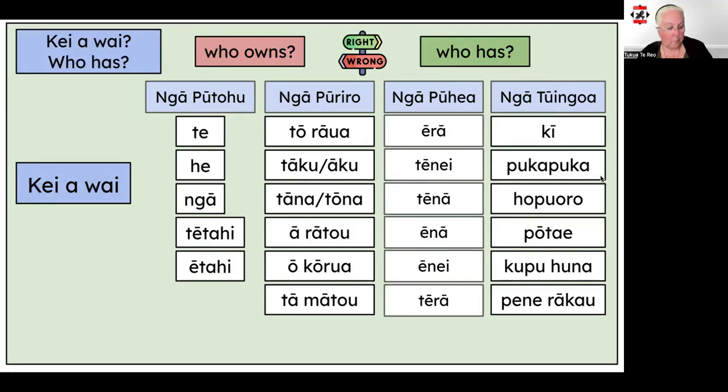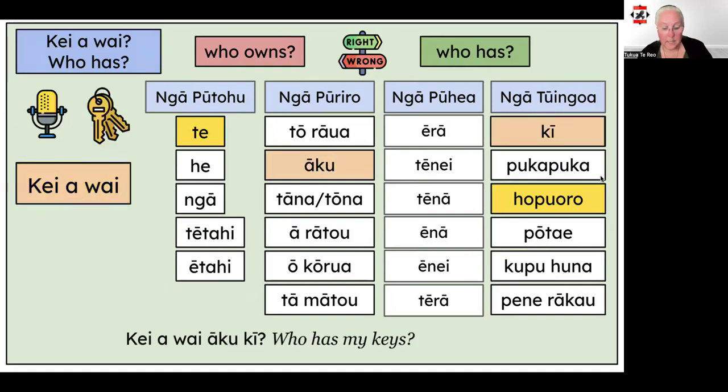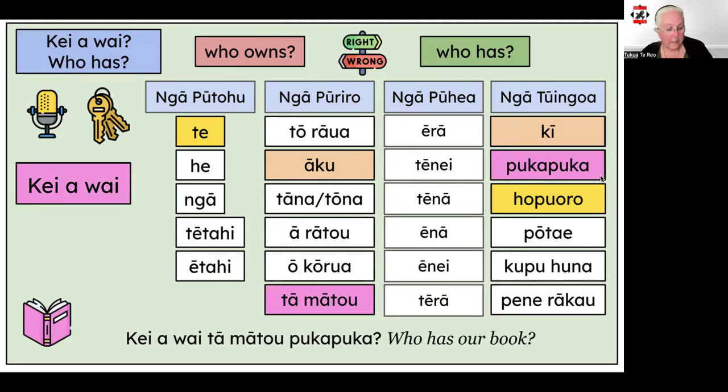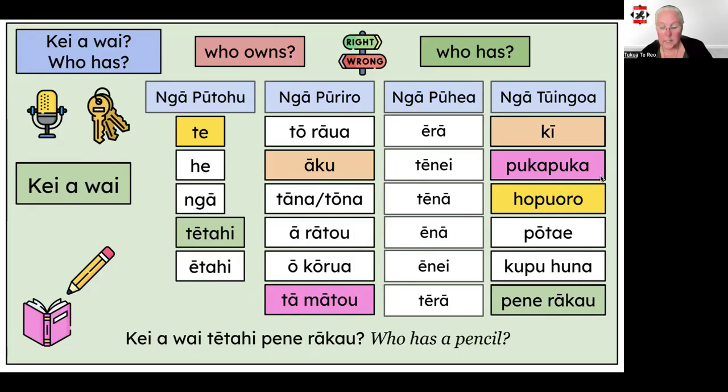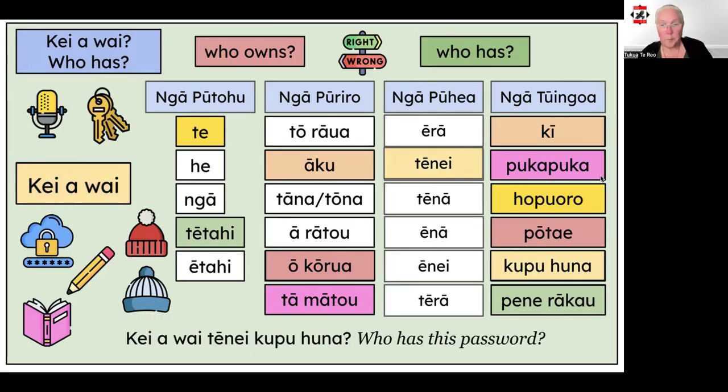Here's our first example. Kia wai te hopu oro, who has the microphone? Next one. Kia wai aku ki, who has my keys? Next one. Kia wai tā mātou pukapuka, who has our book? Kia wai tētahi pene rākau, who has a pencil? And kia wai ō potae, who has your hats? And the last one, kia wai tēnei kupu huna, who has this password?